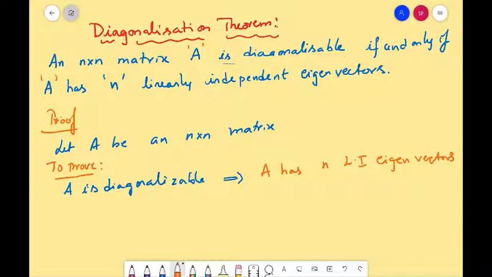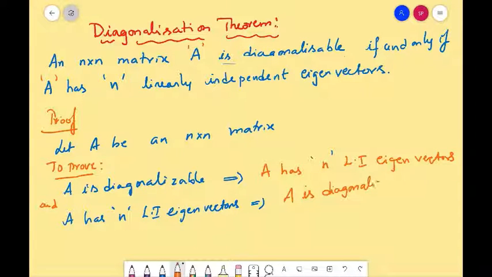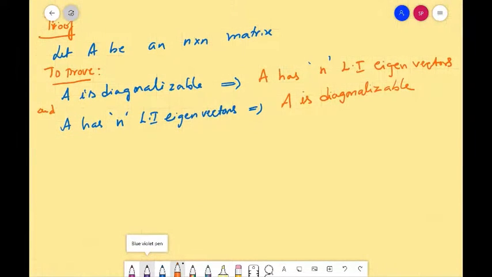On the other hand, the converse: A has n linearly independent eigenvectors implies A is diagonalizable. So there are two parts in this. First part is taking A diagonalizable and proving A has n linearly independent eigenvectors, and the second part is supposing that A has n linearly independent eigenvectors and proving that A is diagonalizable. So let us first start with the first part.